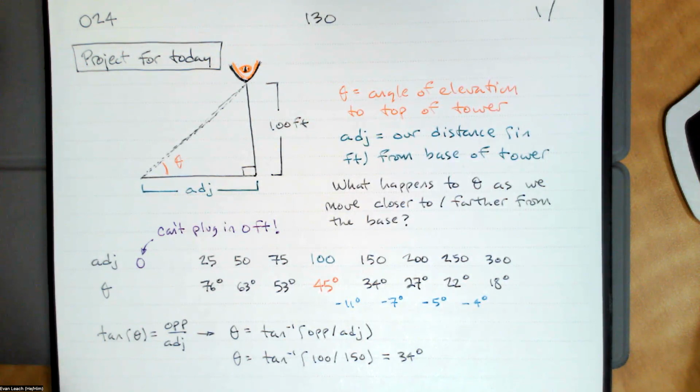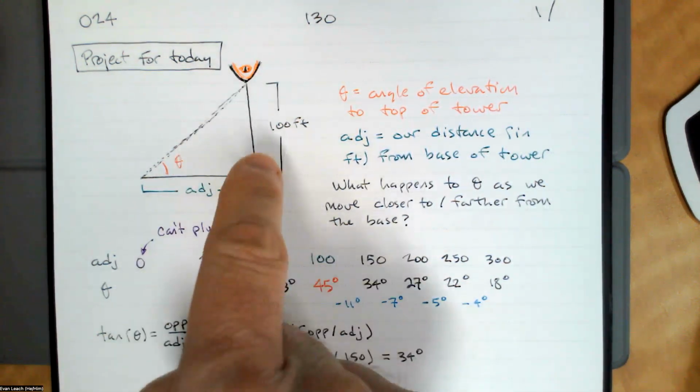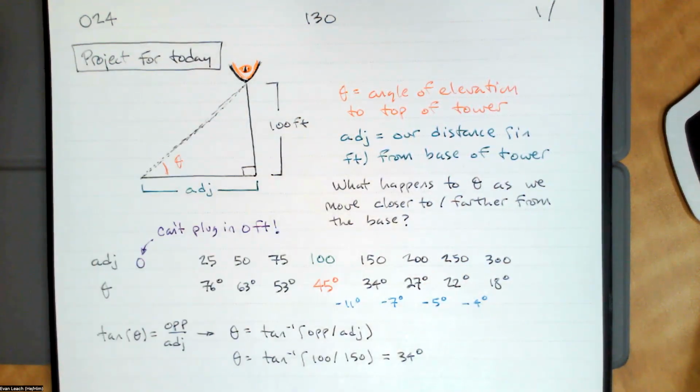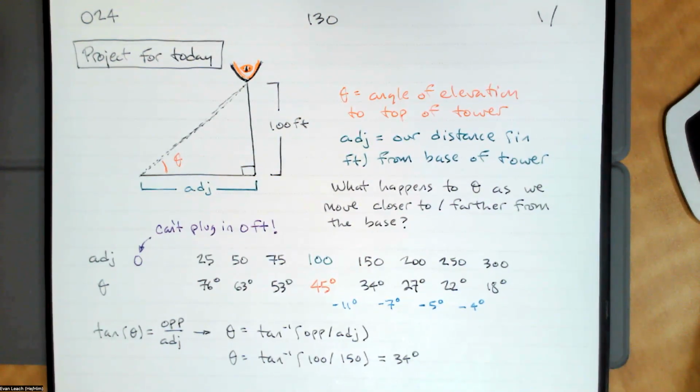Let's think about the case of us standing 0 feet from the base of the tower. If we're thinking about this, we'd have to look straight up the side of the tower. It's debatable whether we'd be able to see the top of the tower. Are we really looking at the top of the tower, or are we just going to be looking past it? So that's neither here nor there. We're going to be looking straight up the tower.